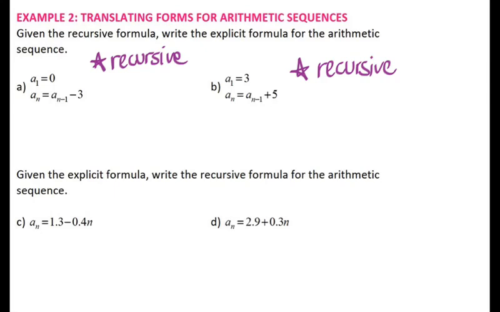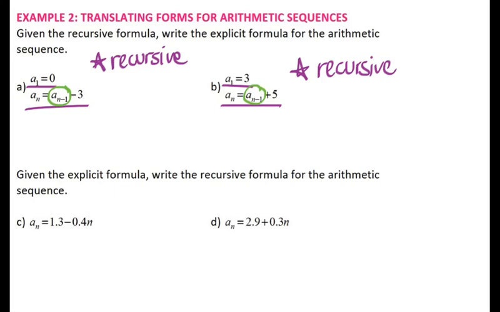So recursive formulas are always labeled in two parts. You have your first term and your formula for the sequence. Another way that you can tell you have a recursive formula is this a_n minus 1, and over here a_n minus 1, because recursive formulas are always built off of previous terms, and a_n minus 1 means the previous term.